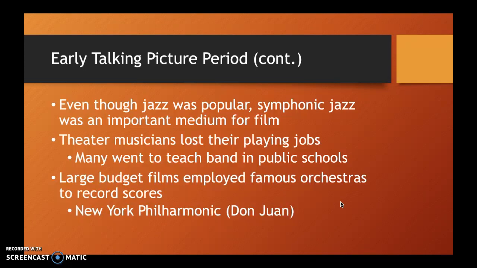Large budgeted films employed famous orchestras to record scores. For example, the New York Philharmonic was used to record Don Juan in 1926.